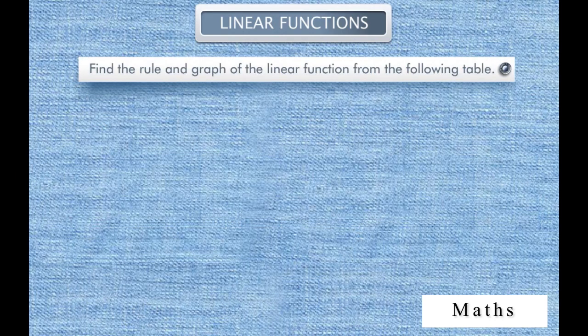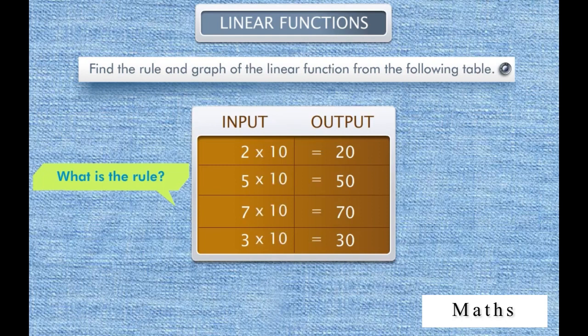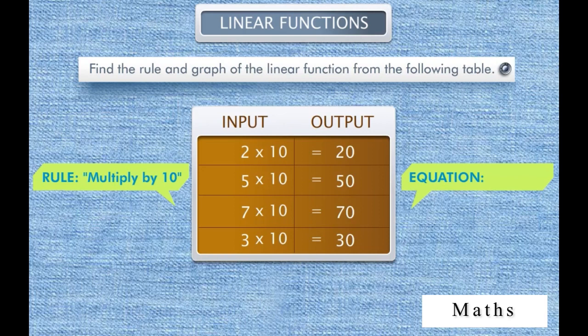Examples. Find the rule and graph of the linear function from the following table. First, what is the rule? Each time the input is being multiplied by 10, so the rule is multiply by 10. Now, we must write this as an equation. Remember that x is the input and y is the output, and that the equation will normally start with y equals.